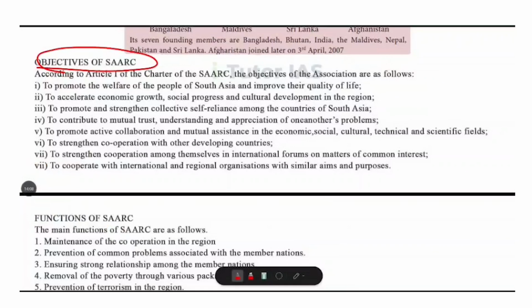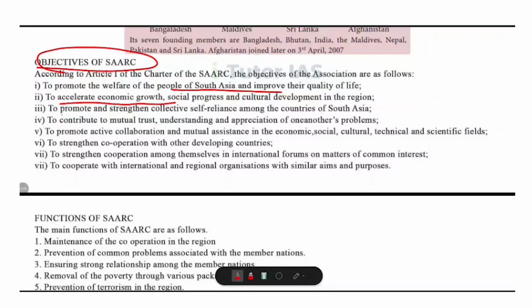First one, promote the welfare of people of South Asia. The main goal of SAARC is people's welfare, improving living standards, reducing poverty and making South Asia a better place to live. So for the people and by the region. Second one, accelerate economic growth, social progress and cultural development. SAARC wants to help its members grow together, not just economically but also socially and culturally. That is an all-round development.